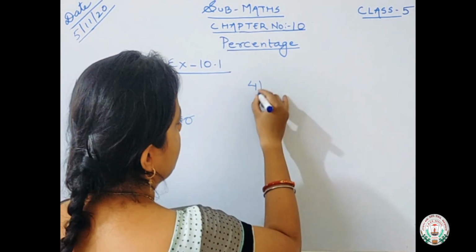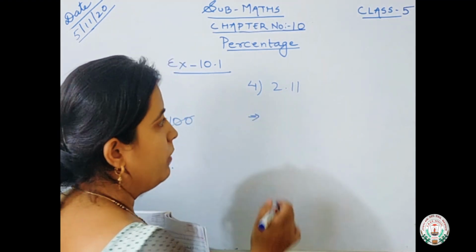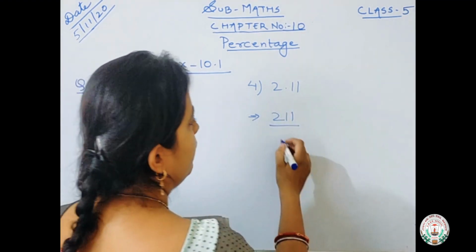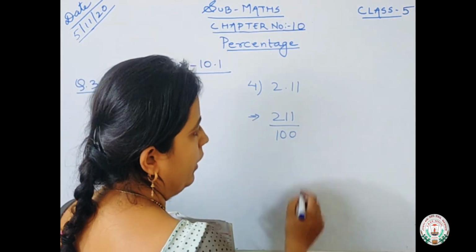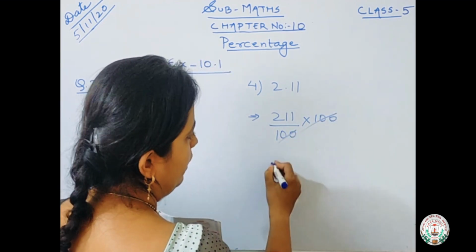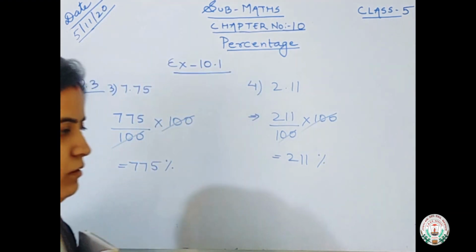Okay. Next is 2.11. Number 4 is 2.11. First we will remove the places of decimal. 211 upon, after decimal 2 numbers are here, so we will put 100. Here also, while taking out percentage, we will multiply with 100. What is left out? 211%. Okay.